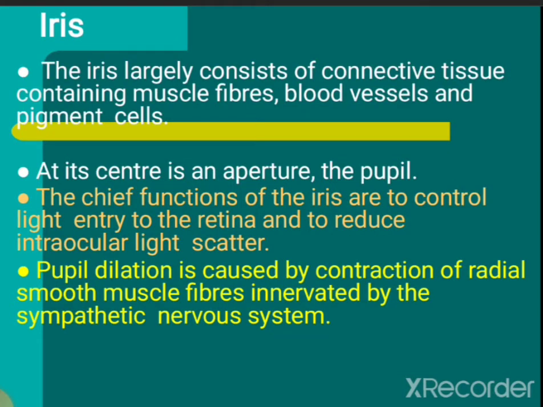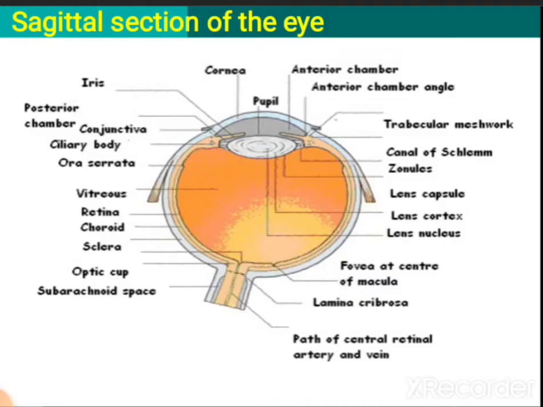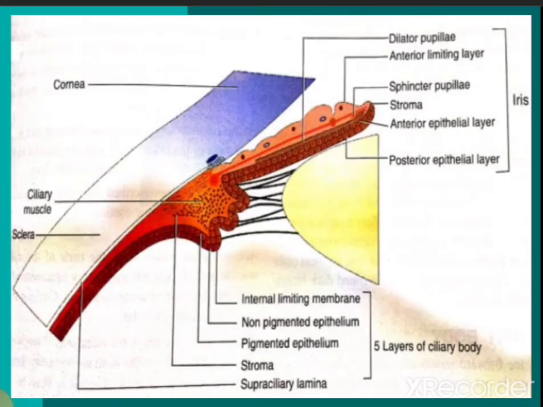Iris largely consists of connective tissue containing muscle fibers, blood vessels, and the pigment cells, and its center has an aperture which is known as pupil. The chief functions of the iris are to control the light entry into the retina and to reduce intraocular light scatter. Pupil dilation is caused by the contraction of radial smooth muscle fibers innervated by the sympathetic nervous system. So here we can see the iris, the anterior epithelial layer, the stroma, and the anterior limiting layer.